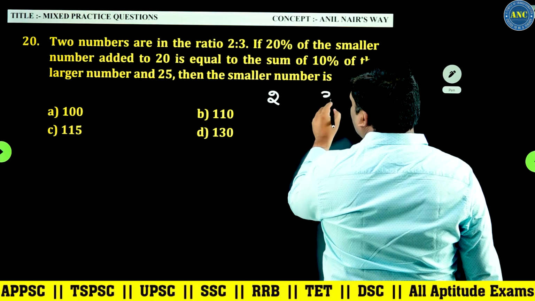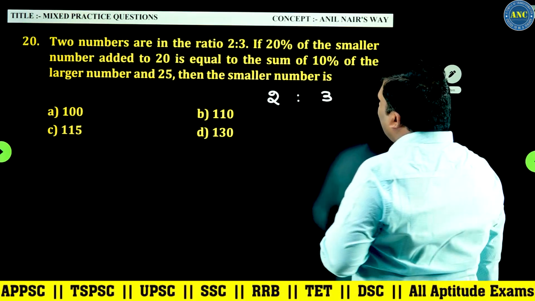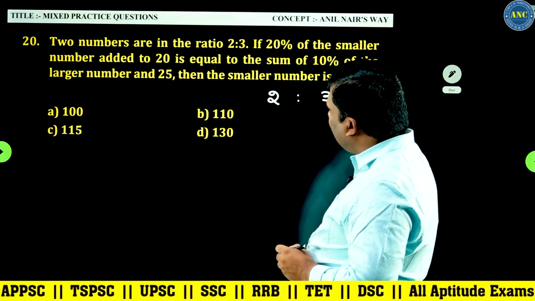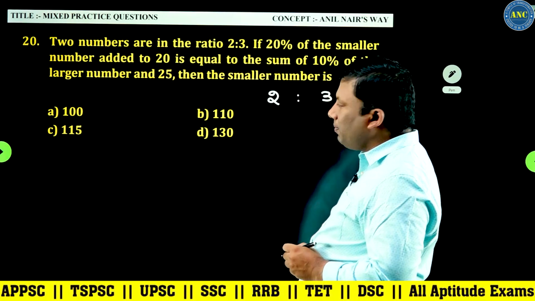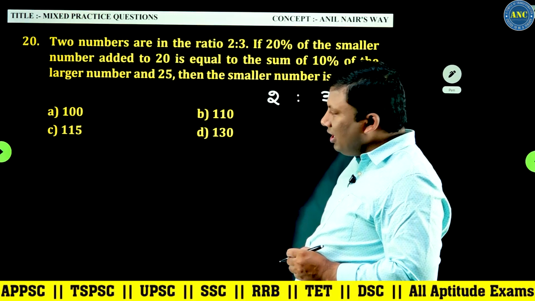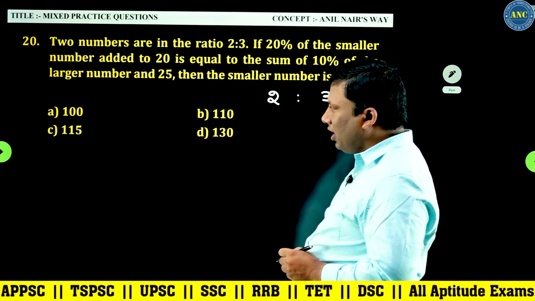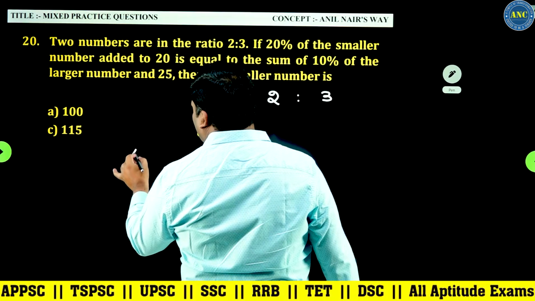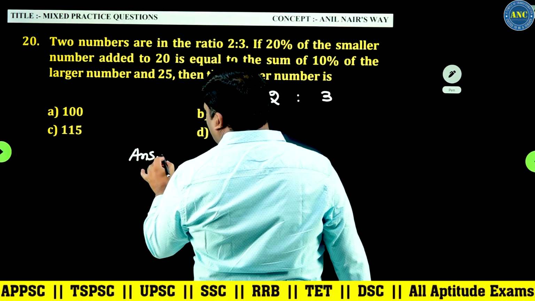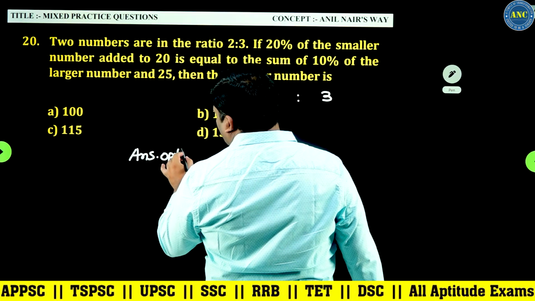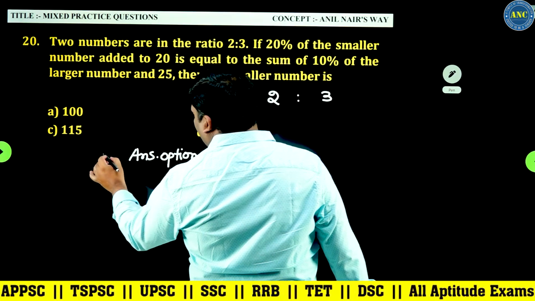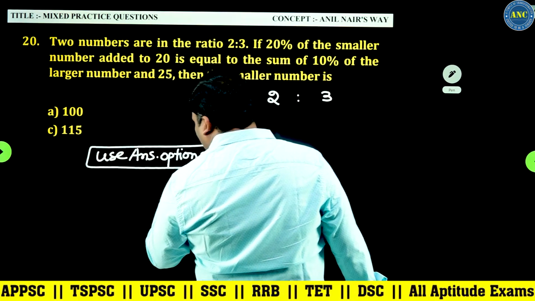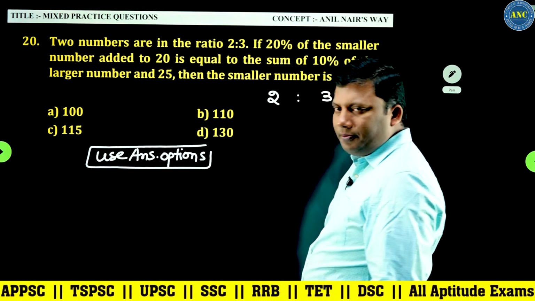Next one, two numbers are in the ratio 2:3. 20% of the smaller number added to 20 is equivalent to the sum of 10% of the larger number and 25. What is the smaller number? The best way to solve this question is by using answer options. Especially in word related problems, use answer options. Instead of writing n and everything, use answer options.